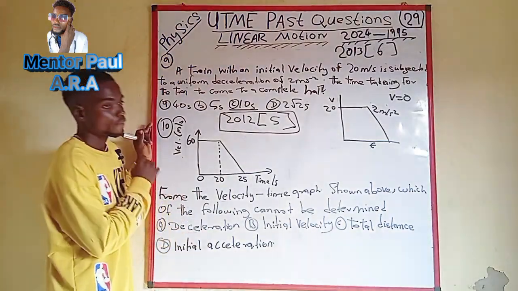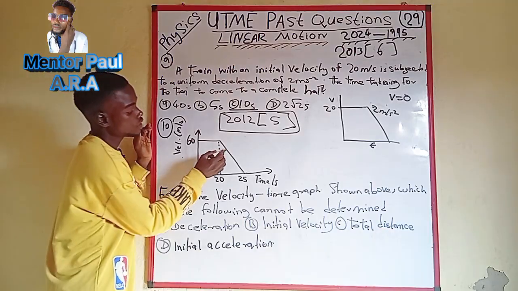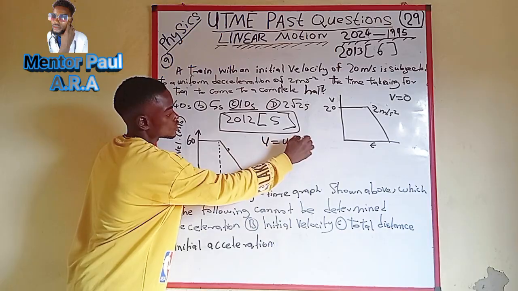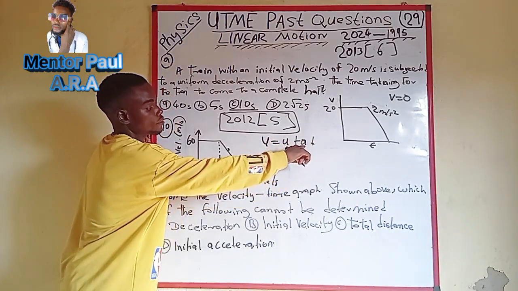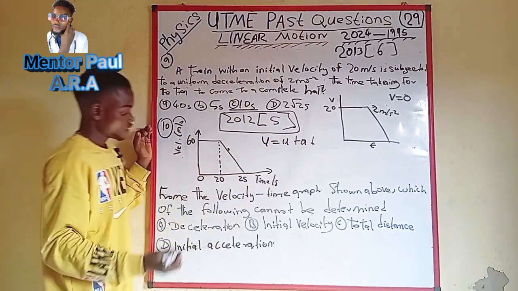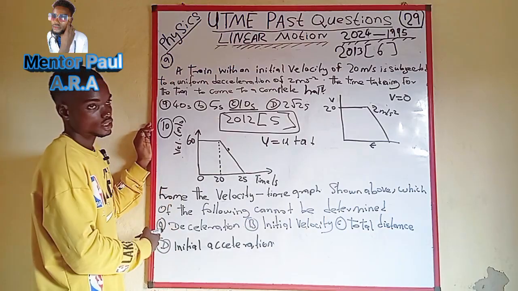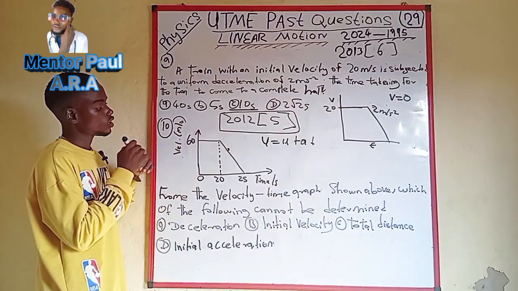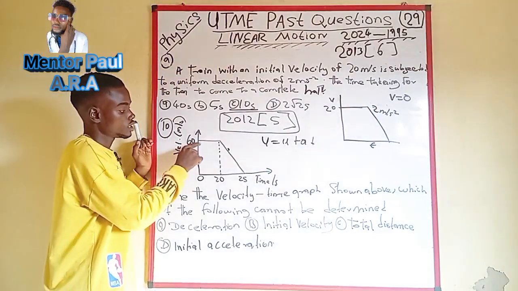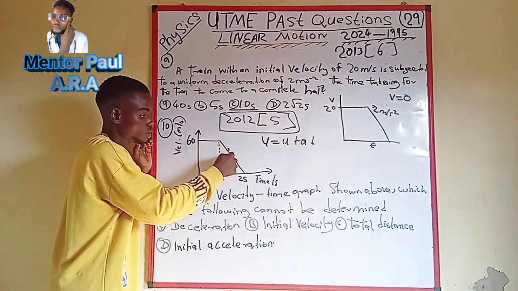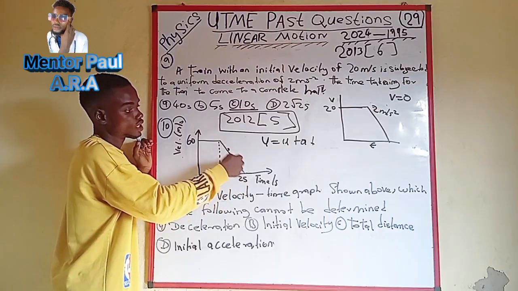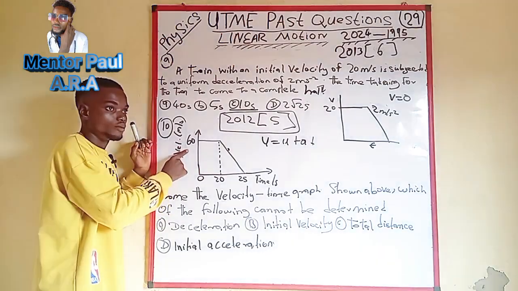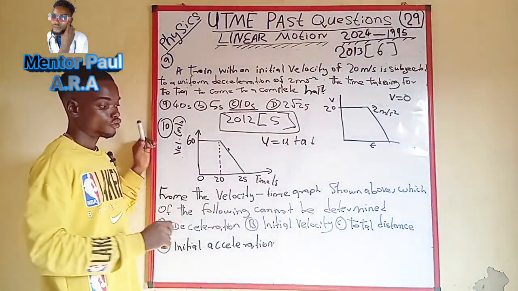For the deceleration, it can be determined, whereby you use V equals U plus AT. The A can be determined when you substitute the other values. So it is not option A. Now go to B, the initial velocity. The initial velocity of this object is 60. It is moving at 60 and then starts to decrease. So the final velocity is going to be 0, but the initial velocity can be determined. So this is not the option we are looking for.